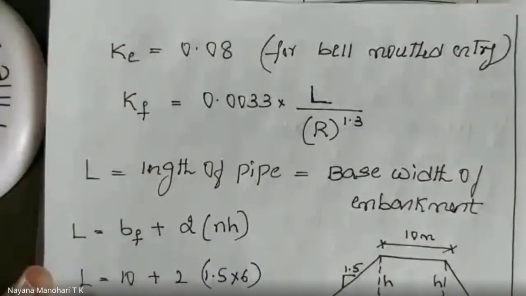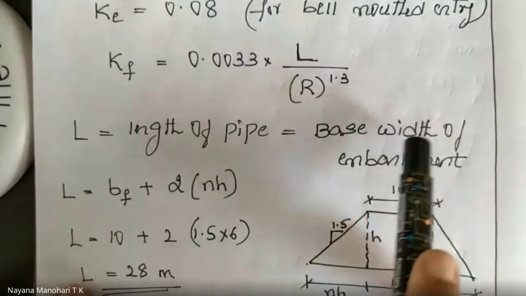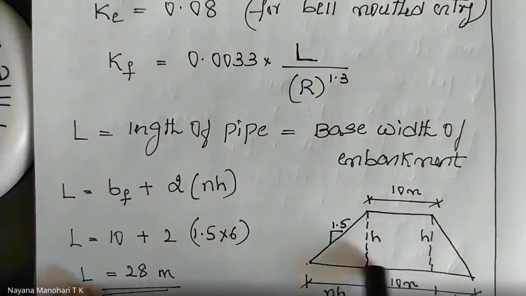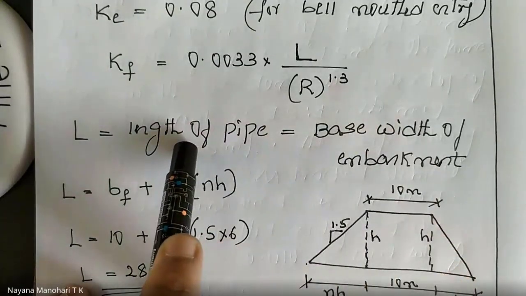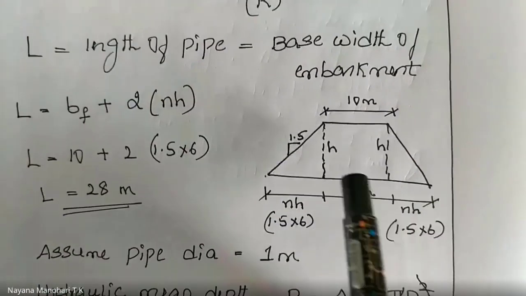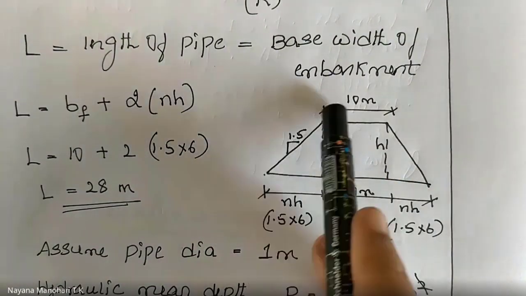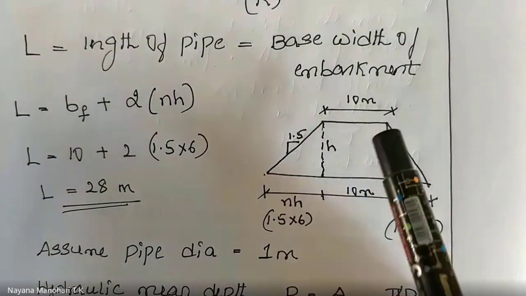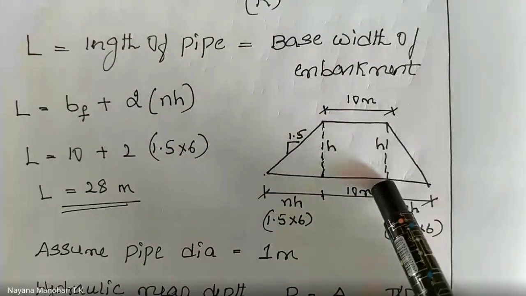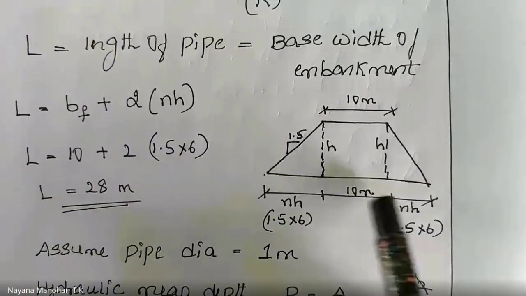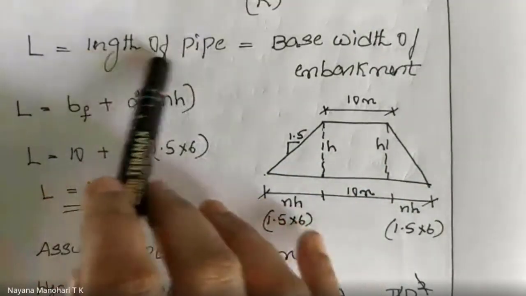L is nothing but the length of the pipe. How will you get the length of the pipe? It is the base width of the embankment. That base width of the embankment will give you the length of the pipe. How to calculate it: you know that the cross section of the road is in the shape of a trapezoid. Okay, split up the trapezoidal shape into regular geometrical figures. This width is the base width of the embankment, which gives you the length of the pipe.